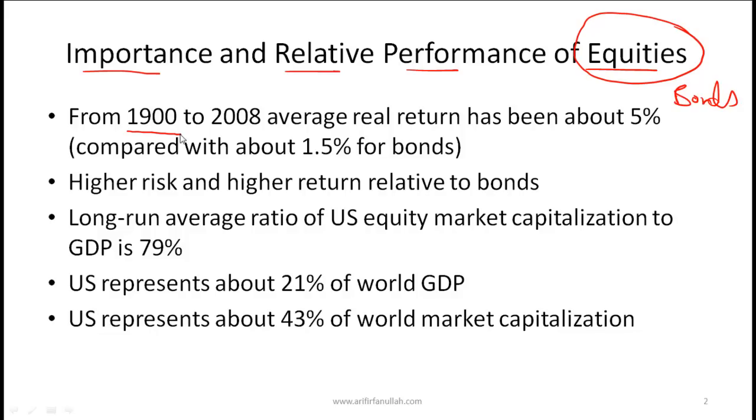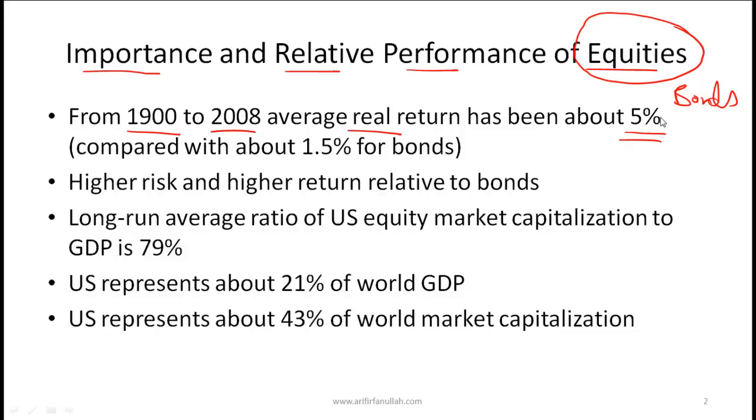From 1900 to 2008, the average real return on equities has been about 5%. Notice this is the real return which we are talking about, which means that this is 5% above the rate of inflation. And these numbers here are based on a study of about 17 major equity markets around the world. So roughly speaking, we can look at this as a global average.